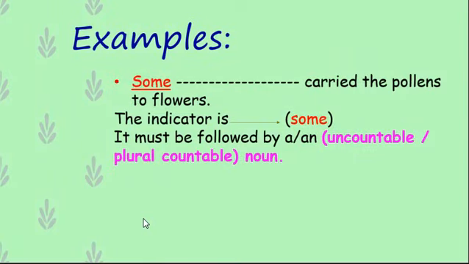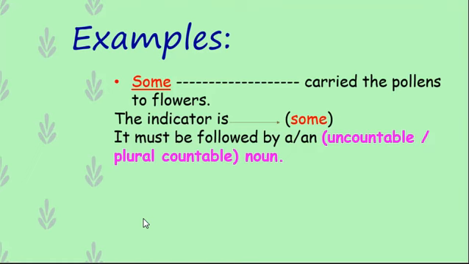Some carried the pollens to flowers. The indicator is "some" here. It's usually followed by a noun. It may be an uncountable noun, like, for example, rice, macaroni, or sand. Or it may be a plural countable noun, like a noun plus s, es or ies according to the word itself, like friends, cars, etc.